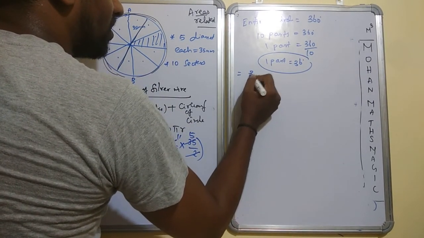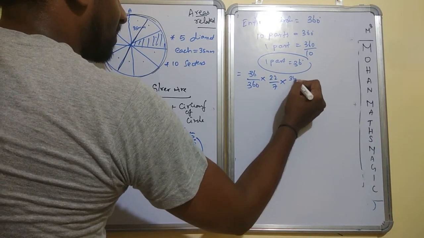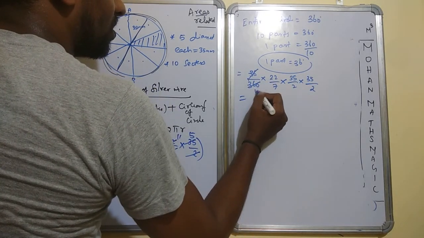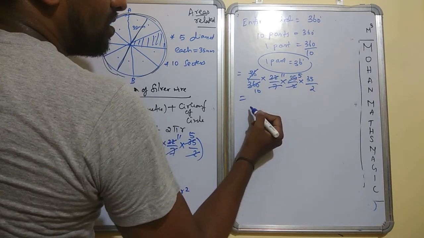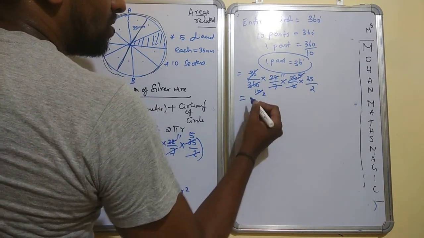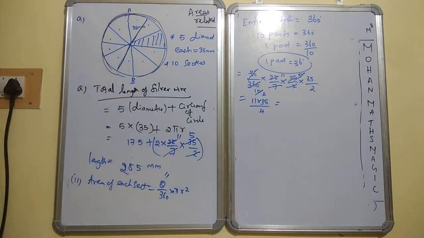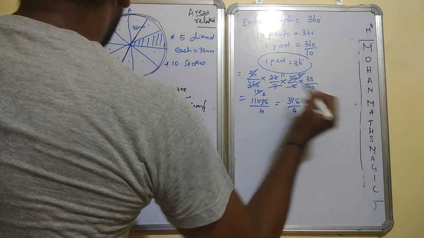Therefore theta by 360, 36 by 360, pi 22 by 7, radius 35 by 2, r square. So 35 by 2. So I got 10, 5, 11, 5, 2. So finally 11 times 35 upon 4. So I got the answer, 385 by 4 millimeter square.